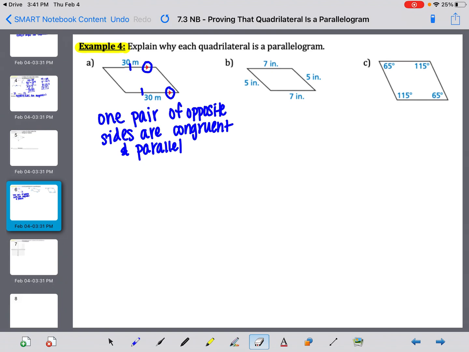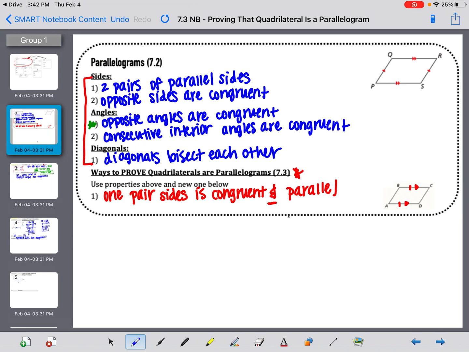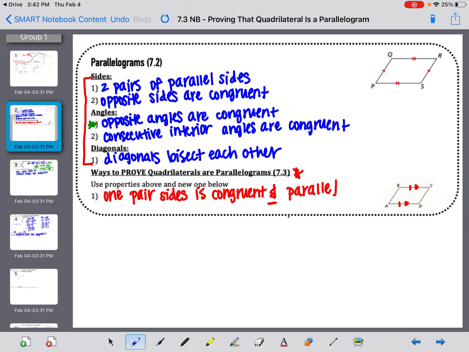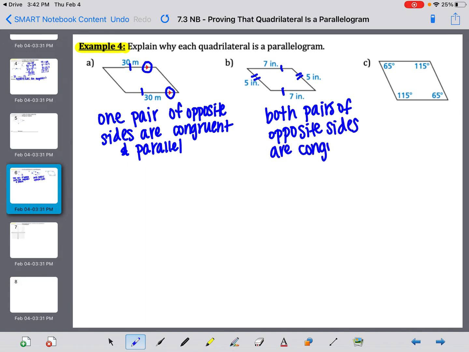Sweet. Let's look at B together. So B, we're given 7 inches and 7 inches. We know those are congruent, and we're given 5 inches and 5 inches. I'm putting 2 tick marks because this is a new pair of congruent sides. So I'm thinking, okay, I've got 2 pairs of congruent sides. They're opposite from each other. Sure enough, when I check my chart, opposite sides being congruent is a characteristic that will prove that a quadrilateral is a parallelogram. So both pairs of opposite sides are congruent.